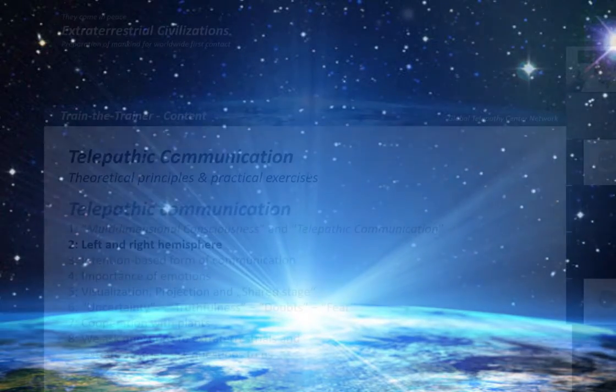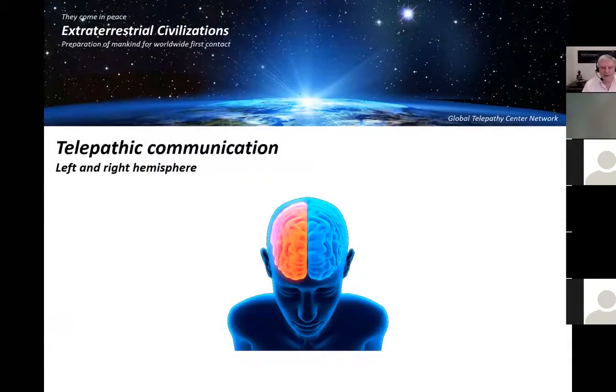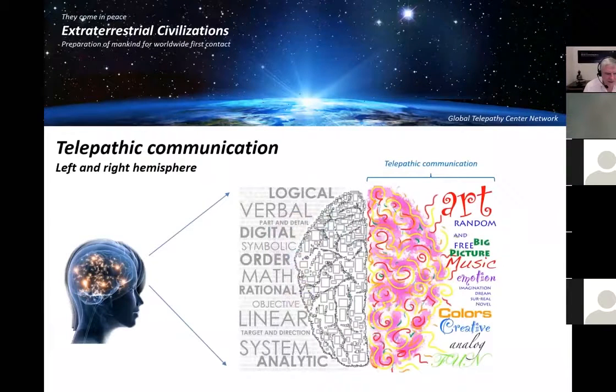There's something very important to understand when it comes to telepathic communication, and that concerns the understanding of the left and right hemisphere. And before you ask, you are talking about left and right hemisphere, but what you are showing is the other way around. Please, all the references now are like you look into a mirror, right? So you then have the exact representation of the left and right hemisphere.